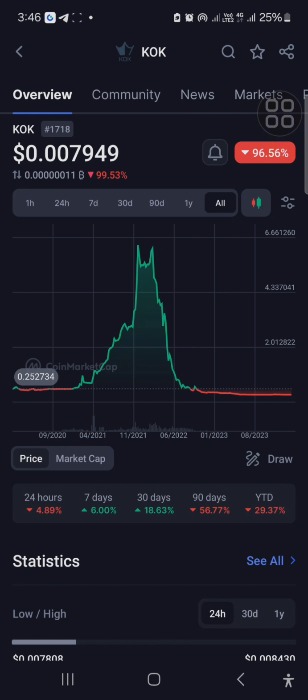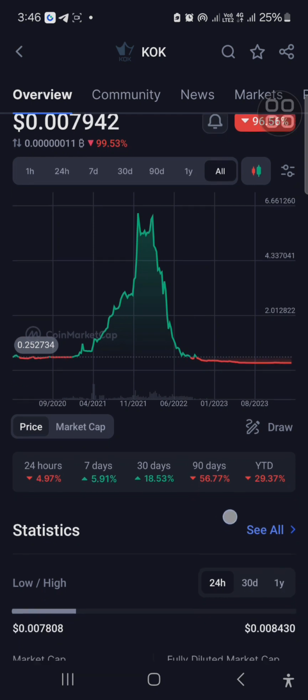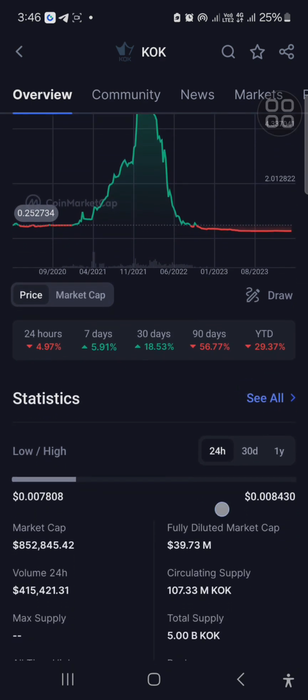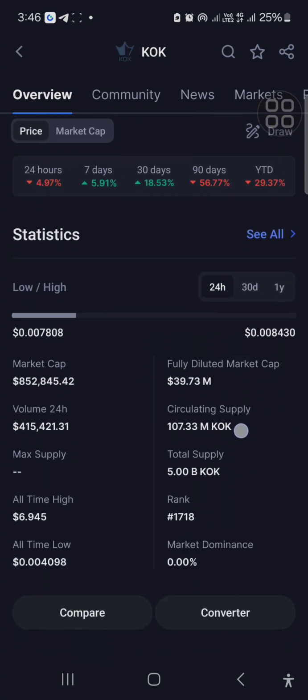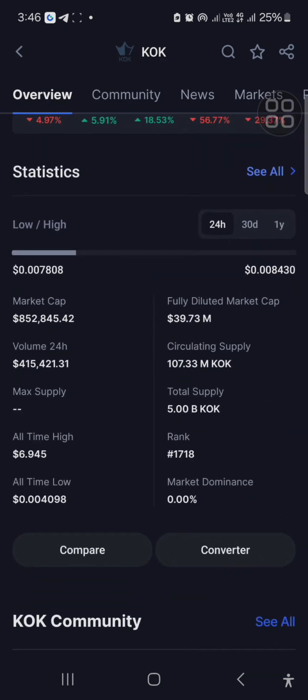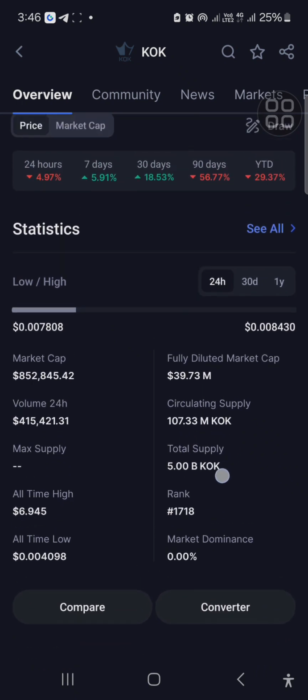All right, so first things first, what do you look out for? These are like the checklist. You can get a pen and a book and jot these things down. So number one, check the total supply of a particular coin. You scroll down, scroll down, and you can see the total supply.